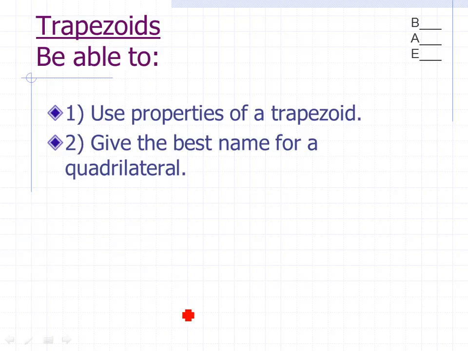Alright, so again, a trapezoid. Be able to use properties of a trapezoid, be able to give a quadrilateral the best possible name. After these, you're going to know all the quadrilaterals, so this chart over here will be finished. I'm getting ready to draw it. Again, you probably want to draw this somewhere in your notes. Probably the one that I'm going to draw on there will be the same thing.